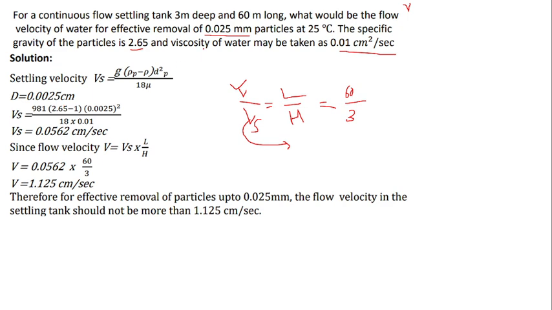And then dp square. So it is in mm, again converted. So 0.0025 centimeter, squared, whole divided by 18 into 0.01 centimeter square per second. So now all the units are in the same centimeters. So your Vs will be 0.0562 centimeter per second. So now what you have to do, substitute the Vs obtained here in this formula, and then you will obtain the V value, which is the flow velocity. So your flow velocity is 1.125 centimeter per second. It should not be more than this. Okay.